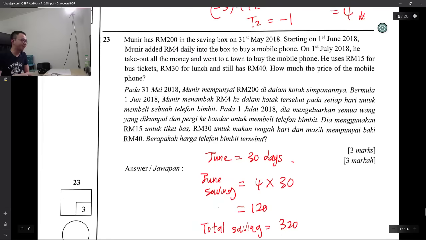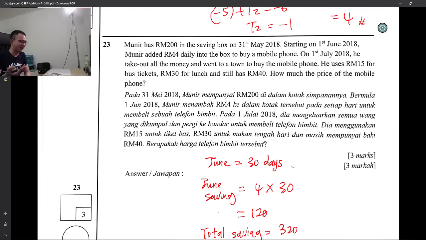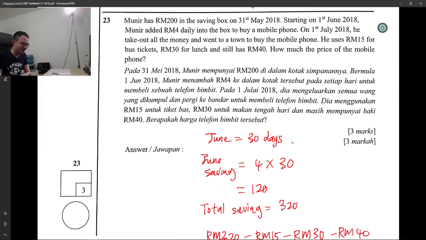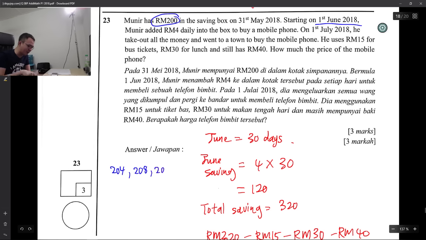Of course, if I know this is an AP question, I can use the AP way to do it. Okay, so I'm going to use the AP way. So on the 1st of June here, because your saving box already has 200, right? On the 1st of June, it should be 204, right? So the following day, you should have 208, because you keep on saving 4 ringgit. So the next one will be 212, right? So you will keep on saving. This is day 1, this is day 2, then this one is day 3.